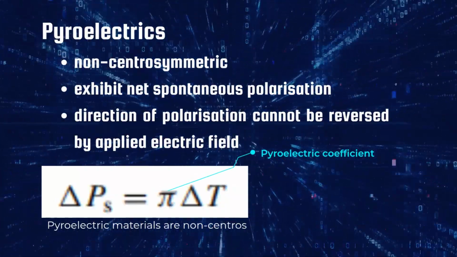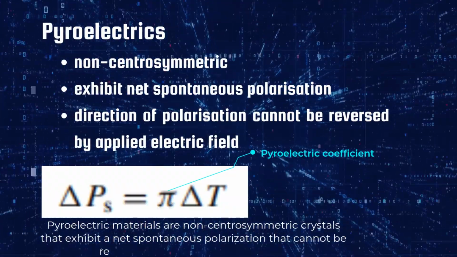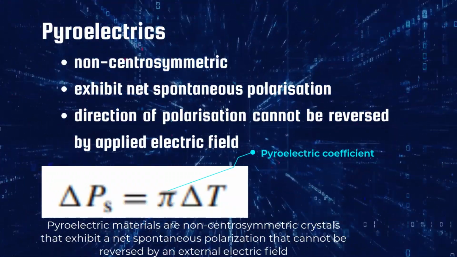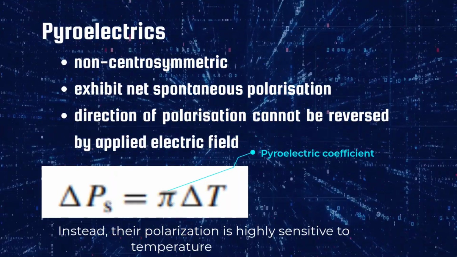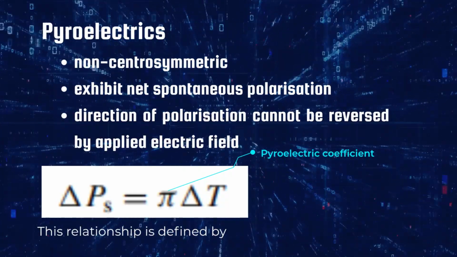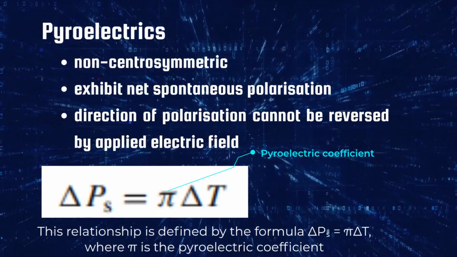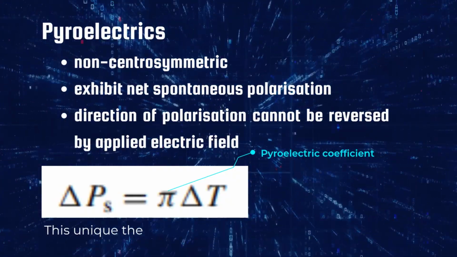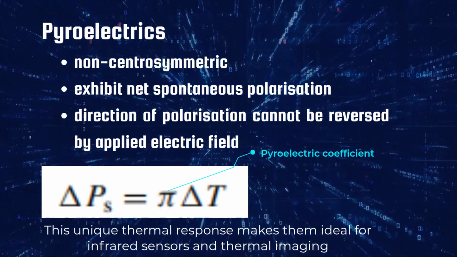Pyroelectric materials are non-centrosymmetric crystals that exhibit a net spontaneous polarization that cannot be reversed by an external electric field. Instead, their polarization is highly sensitive to temperature variations. This relationship is defined by the formula delta P equals pi delta T, where pi is the pyroelectric coefficient. This unique thermal response makes them ideal for infrared sensors and thermal imaging.